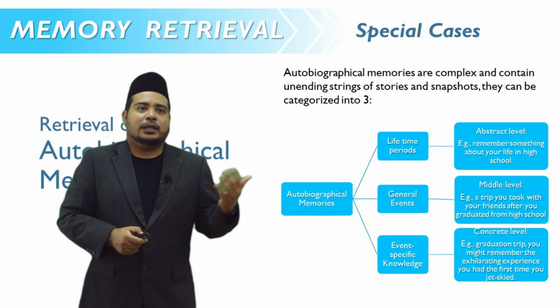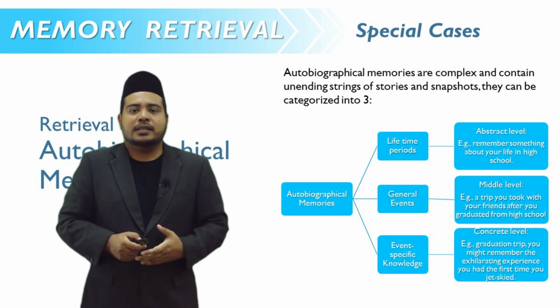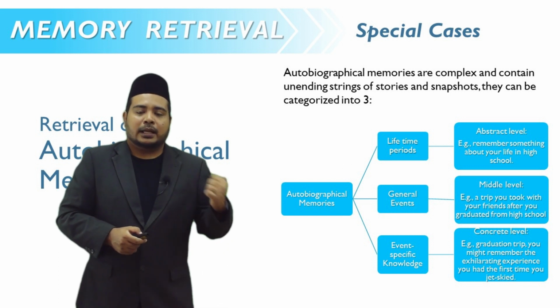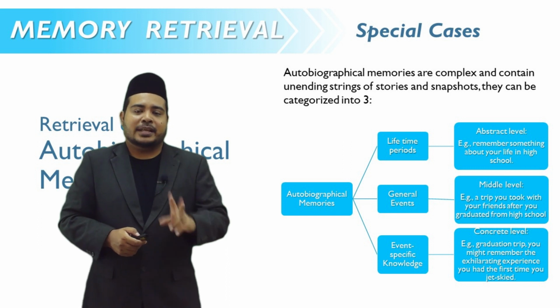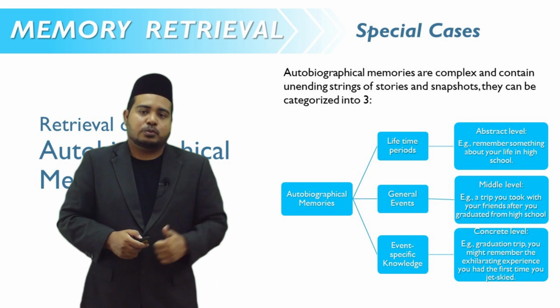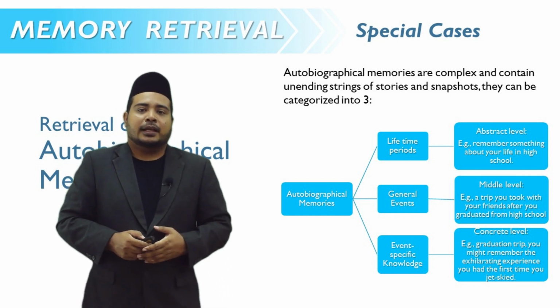When we want to share about our life events, it contains three types of memories: lifetime periods, general events, and event-specific knowledge, which are present at three levels: level 1, level 2, and level 3. Level 1, abstract level; level 2, middle level; level 3, concrete level.